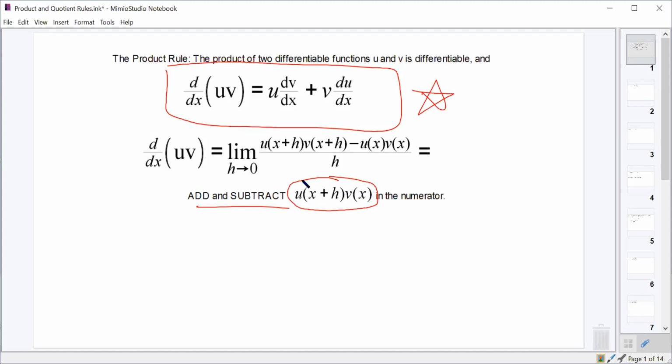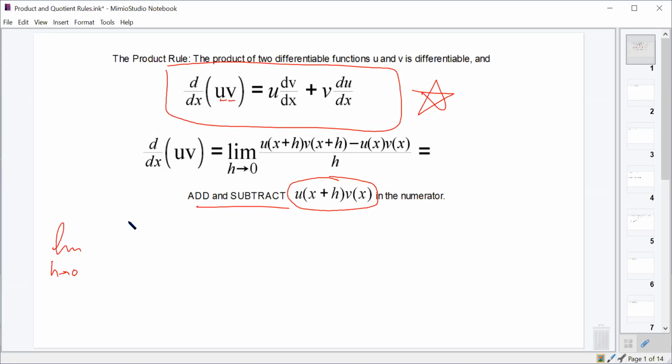What we've got here is the limit as h approaches 0 of the difference quotient of one function u times another function v, which would be u of x plus h v of x plus h minus u of x v of x, all over h. Everybody agree that this is what the limit as h approaches 0 of the difference quotient should look like for a function u times another function v? Yes. Okay, cool.